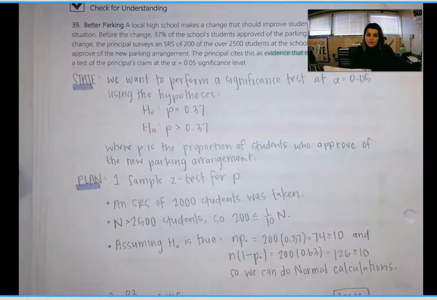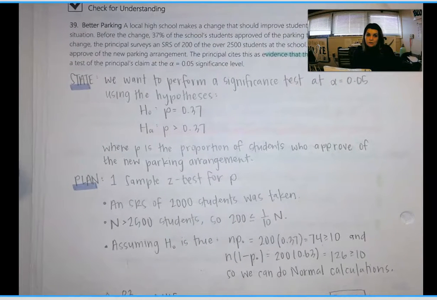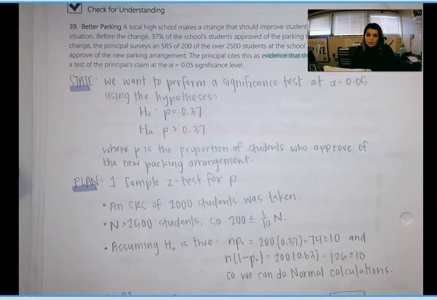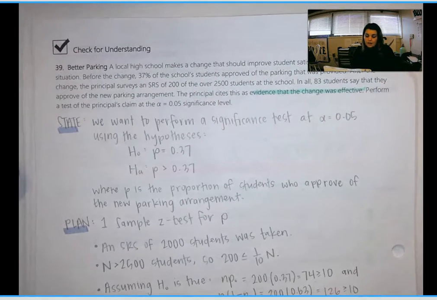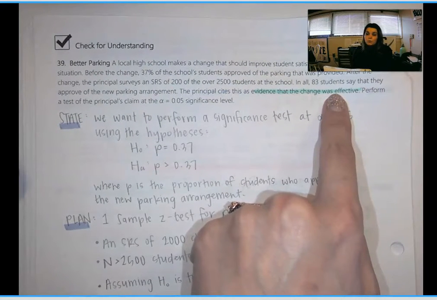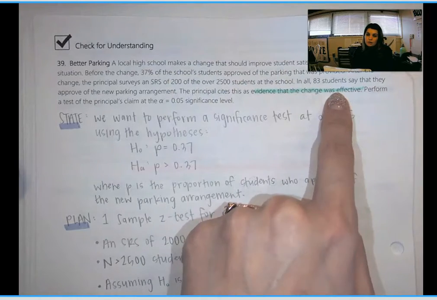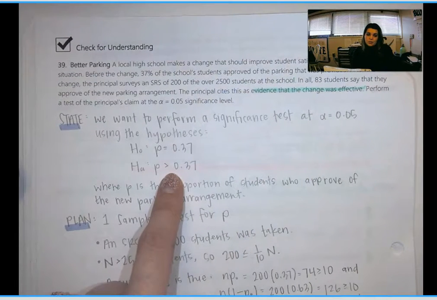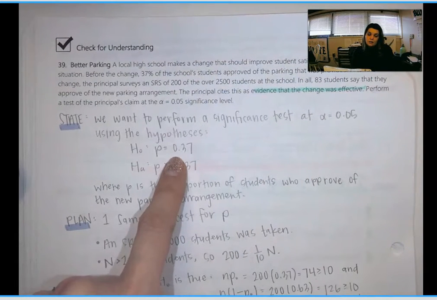So this is my state and plan for the parking situation. One thing to note is that if the change was effective, more people would be satisfied with the parking. So if more people were satisfied, then it would be greater than 30%.